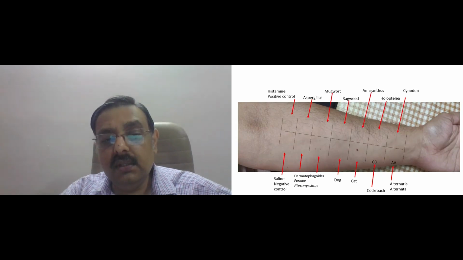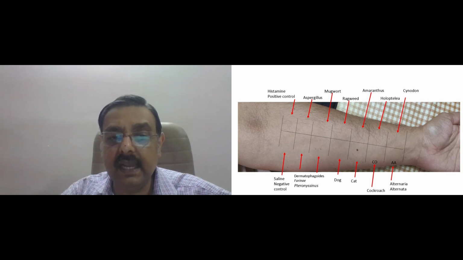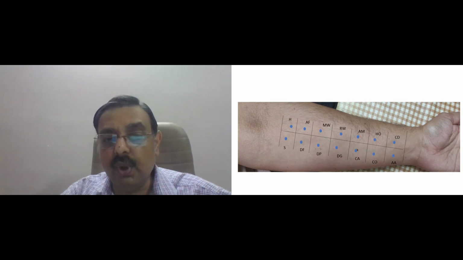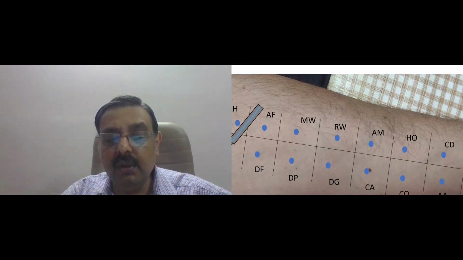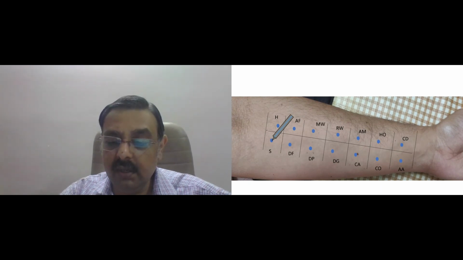So this is how anyone would do it. You mark these allergens, and you put a drop of the allergens which are available to you, and then with the lancet you start with the saline, go in this direction, and gradually move on.